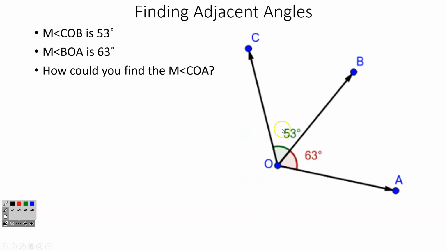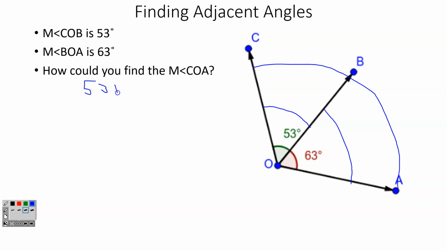So when I have these two adjacent angles, they tell me that COB, which is this angle right here, is 53 degrees. BOA is this angle right here, and that's 63. But how could we find the measure of angle COA? That would be this big angle right here. Well, when they're adjacent, right next to each other, you add them together to get the total of the big angle. So I would just do 53 plus 63, which is 116 degrees. So when they're adjacent, you just add them together.